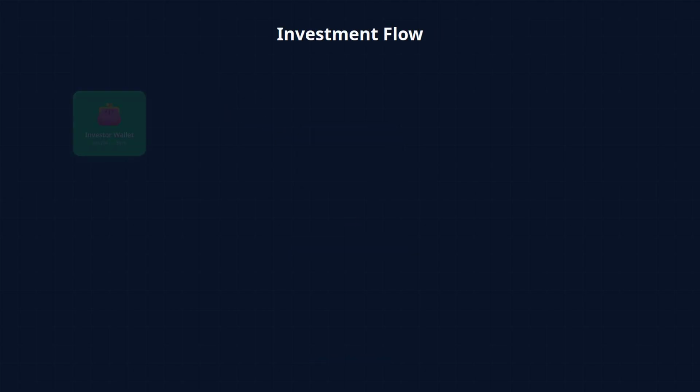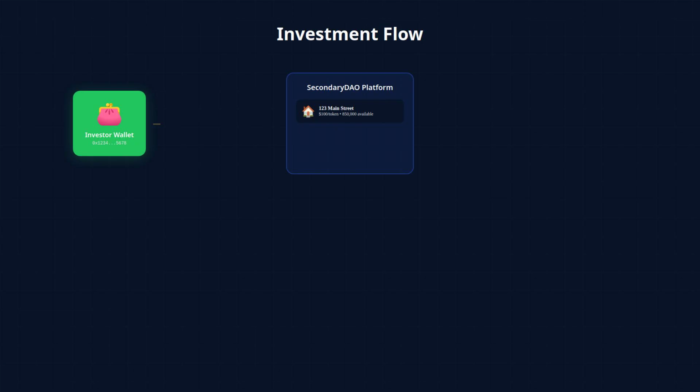Now let's walk through the investment flow. When a verified investor wants to purchase property tokens, they interact with the property sale escrow contract. The system checks their whitelist status, calculates token amounts, and prepares the transaction. Every step is validated before execution, ensuring a secure and compliant purchase process.